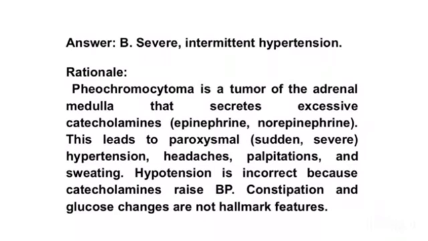Rationale. Pheochromocytoma is a tumor of the adrenal medulla that secretes excessive catecholamines, epinephrine and norepinephrine. This leads to paroxysmal, sudden, severe hypertension, headaches, palpitations, and sweating. Hypotension is incorrect because catecholamines raise BP. Constipation and glucose changes are not hallmark features.